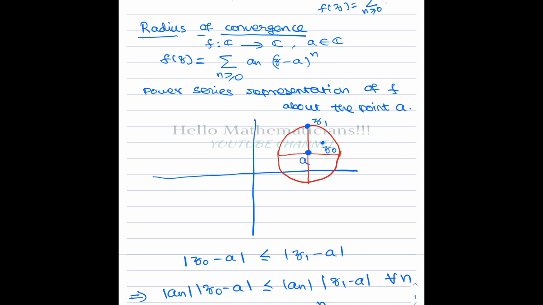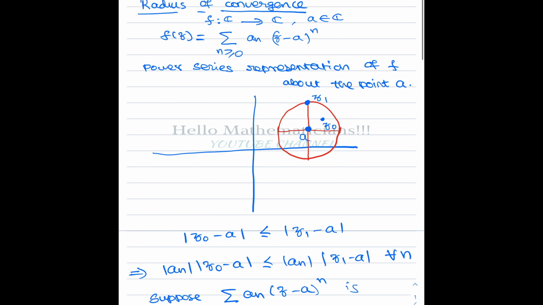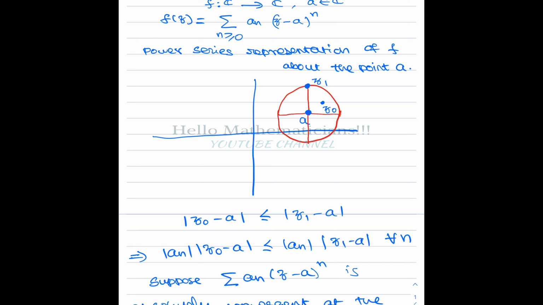So now there is a variable z. For what complex number z does this series converge? That is the question in the radius of convergence. I can put any complex number here and check whether this series converges or not. So here we make an important observation. This is my point a, and I take a point z1 here.